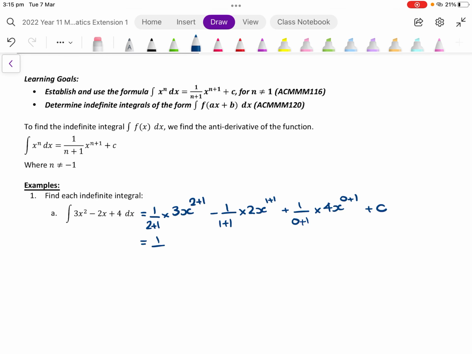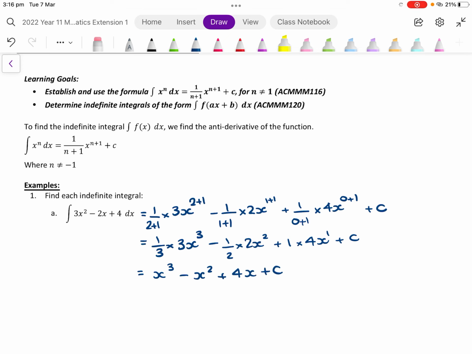What this equals is a third times 3x to the power of 3, minus a half times 2x to the power of 2, plus 1 times 4x to the power of 1, plus c. Which equals a third times 3 is just 1, so x cubed, minus a half times 2 is just 1, x squared, plus 1 times 4 is just 4x, to the power of 1 is just x, and then plus our c. Now, you only really need this line. If you can get straight to this line without making any mistakes, then that is fine.